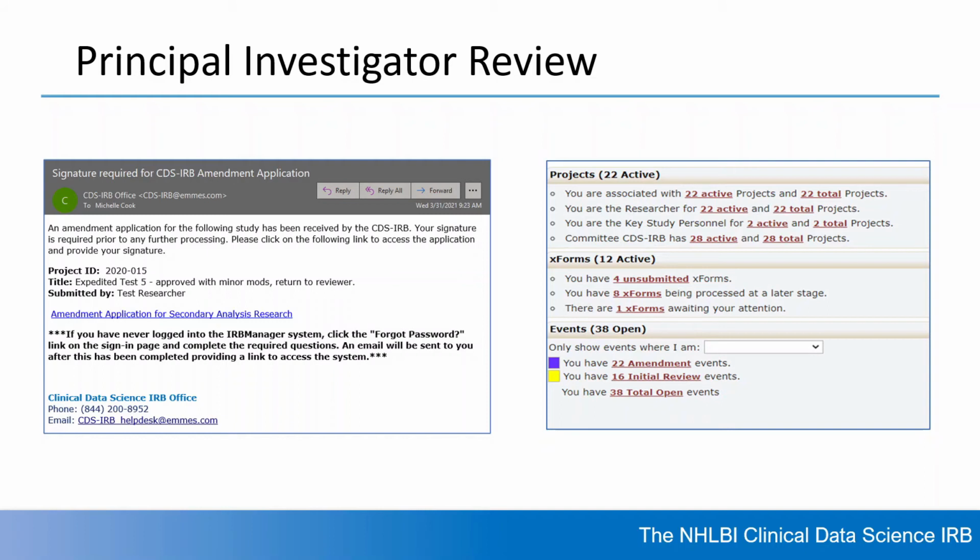Principal Investigator Review. If the submitting user completing the xForm is not listed as the principal investigator, the submitting user will submit the xForm and an email will be sent to the PI that the xForm is ready for their review and signature. The PI can click on the link in the email to open the xForm to review it. The PI can also access the xForm by logging into IRB Manager and clicking on the link in the xForm section of the dashboard under There are xForms awaiting your attention.